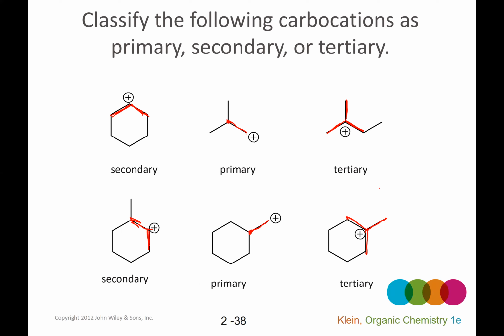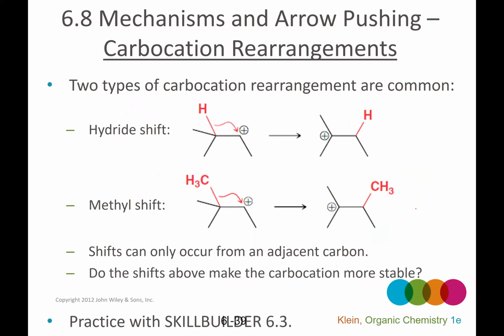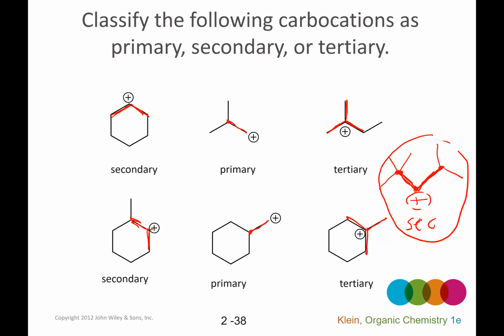So what would this be? Right, you look at the positive carbon, you have 1 carbon here, 1 carbon here. That's all you have to worry about, what's directly attached. There's 2 carbons, so this would be a secondary carbocation. Okay, see how that works? It's a secondary carbocation.